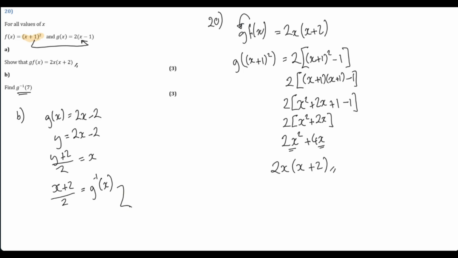Now that I've done that, what I can do is input 7 into the equation. So I'm going to open up g of x, or the inverse of g of x, sorry, and I'm going to put in 7. So this is inputting 7 in place of x. So that'll be 7 plus 2 over 2, so that'll be 9 over 2, and that will be finished.